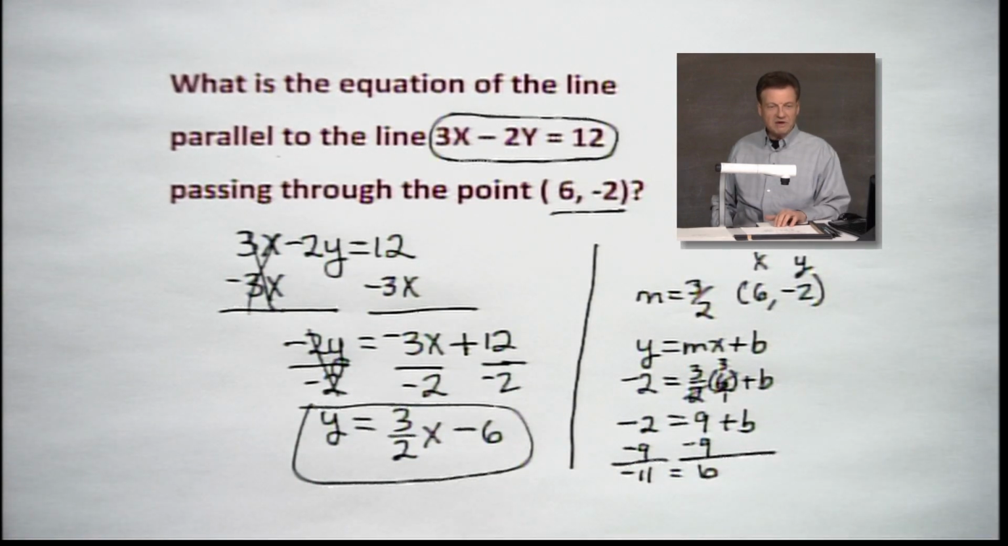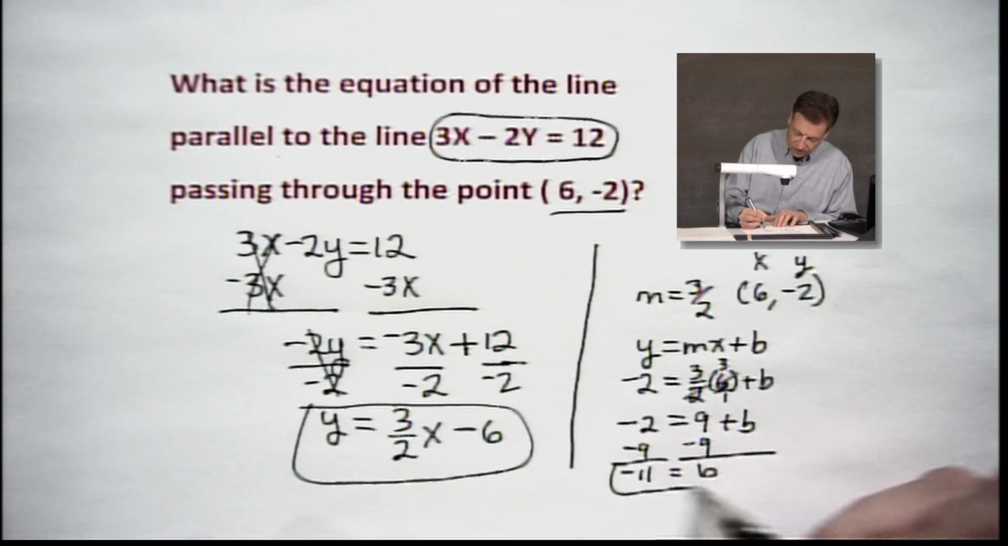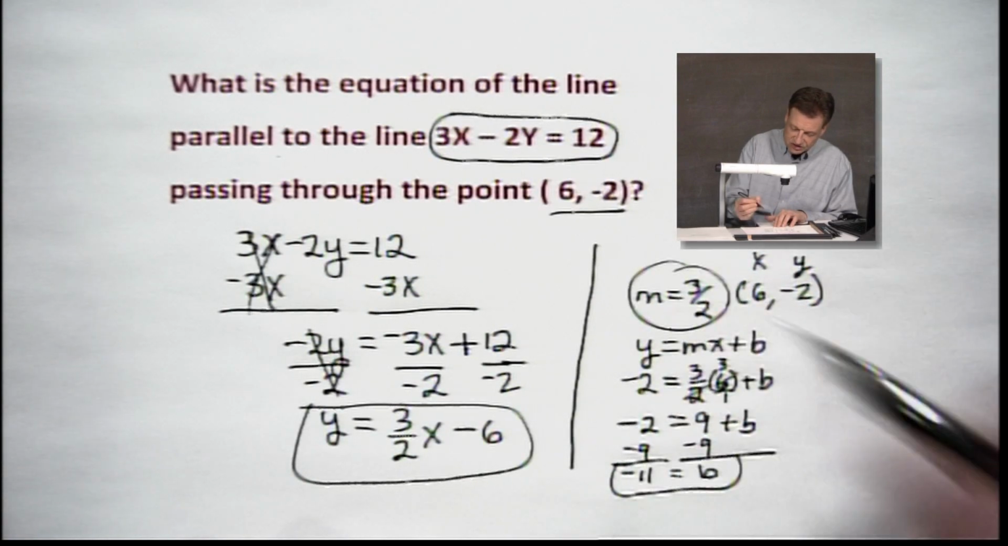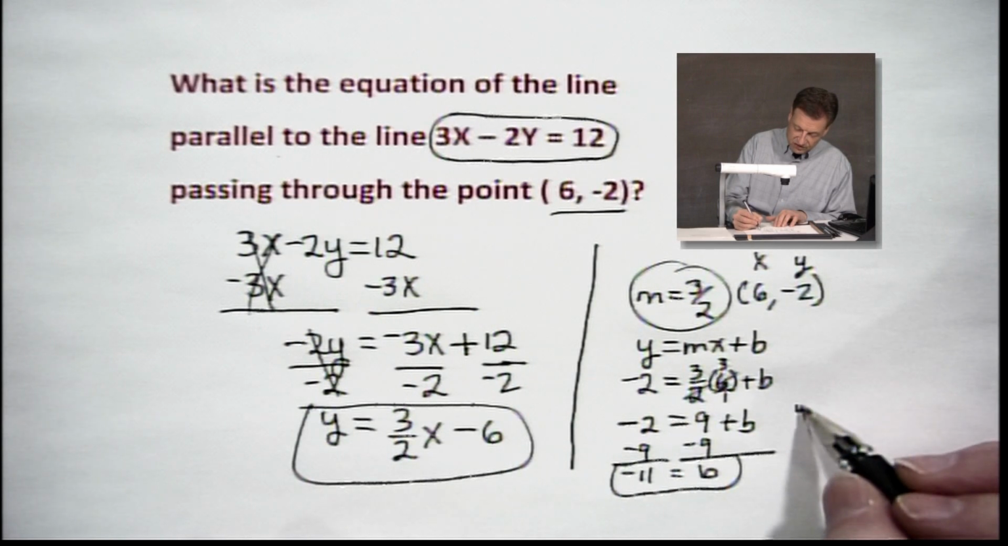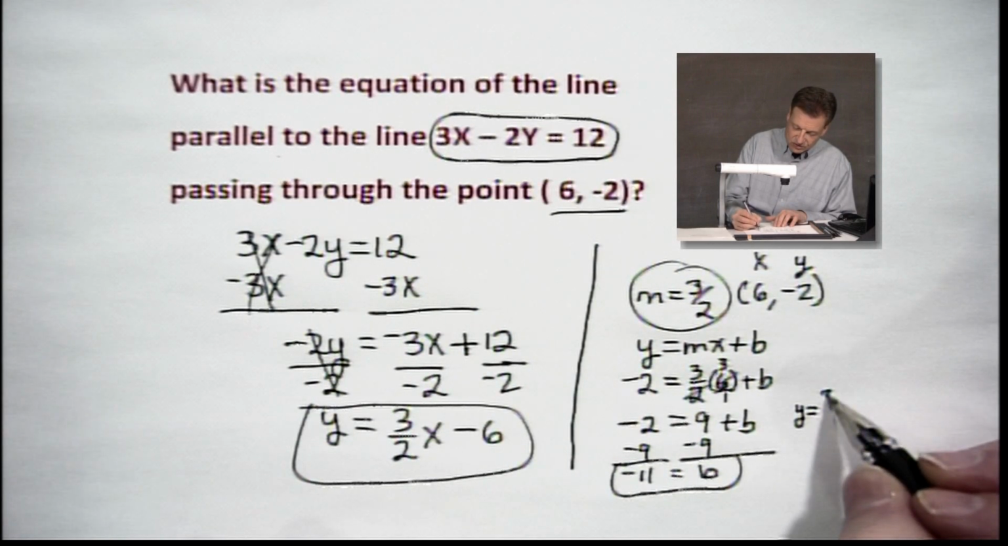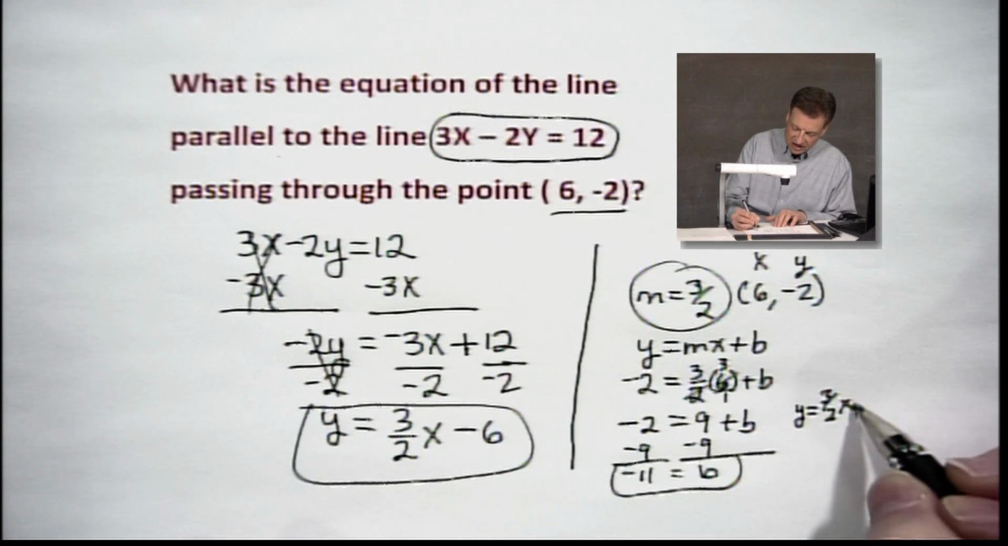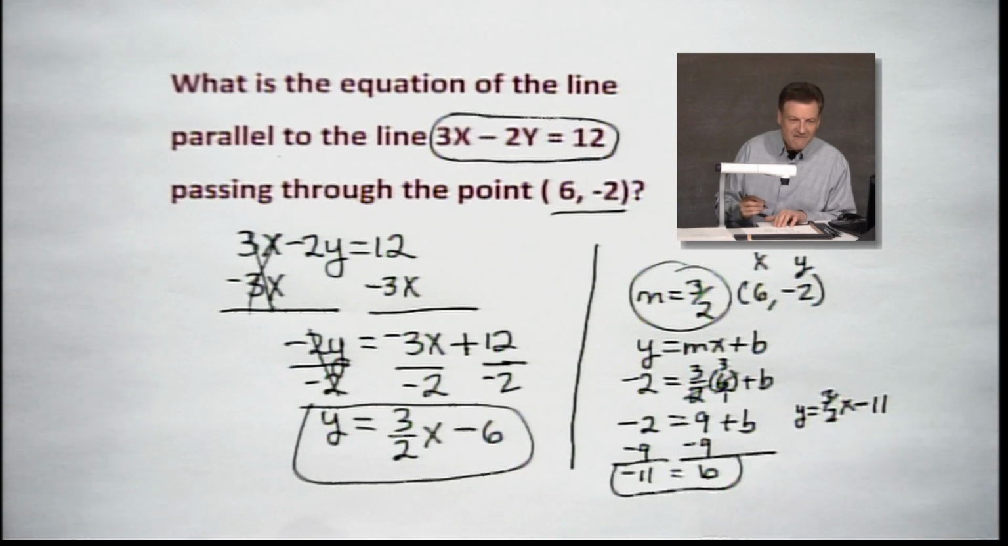You say, whew, have we got an answer? We do, folks. We have our m, which is the slope. We have our b. And let's write it out somewhere here on the screen. How about it? y equals 3/2 x minus 11. Now, what I want us to do is see how that looks with the graphing calculator.